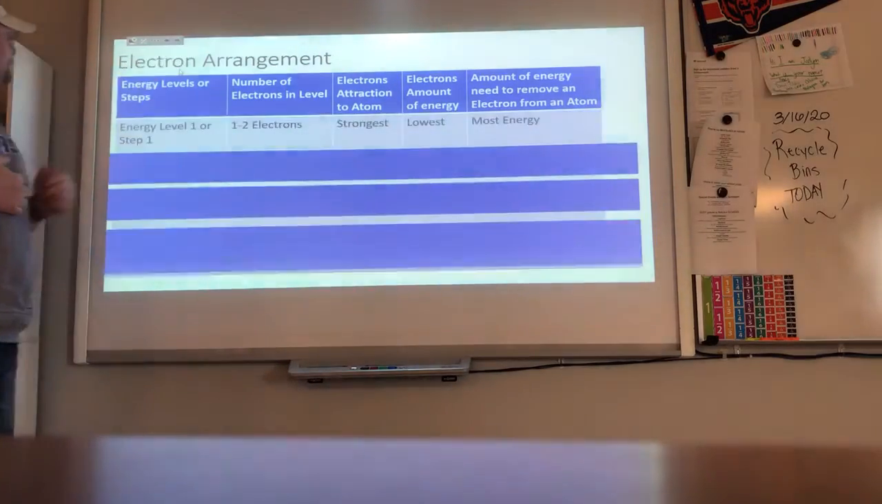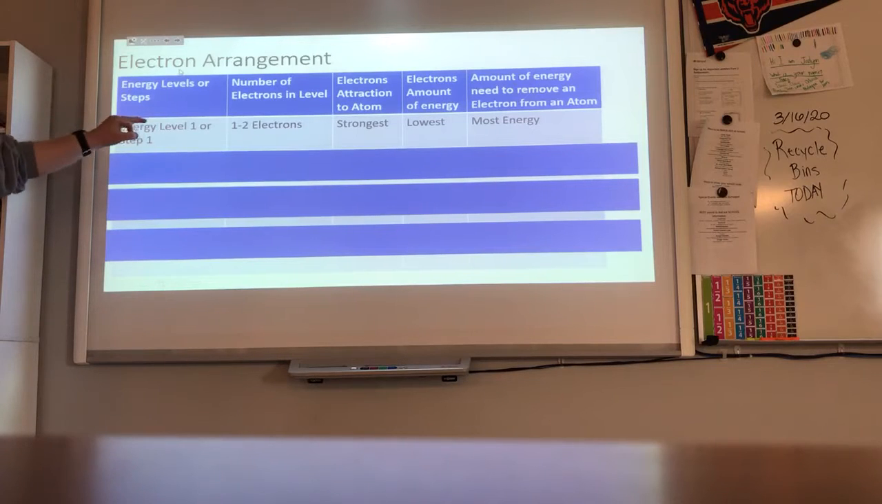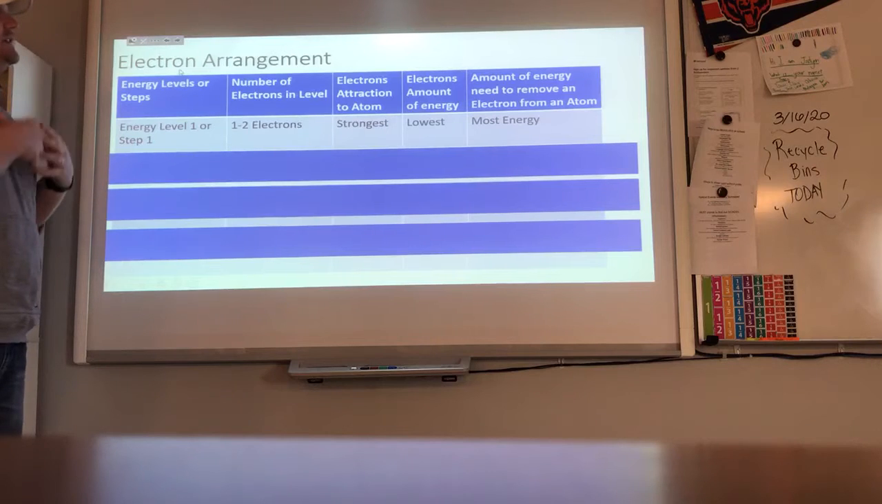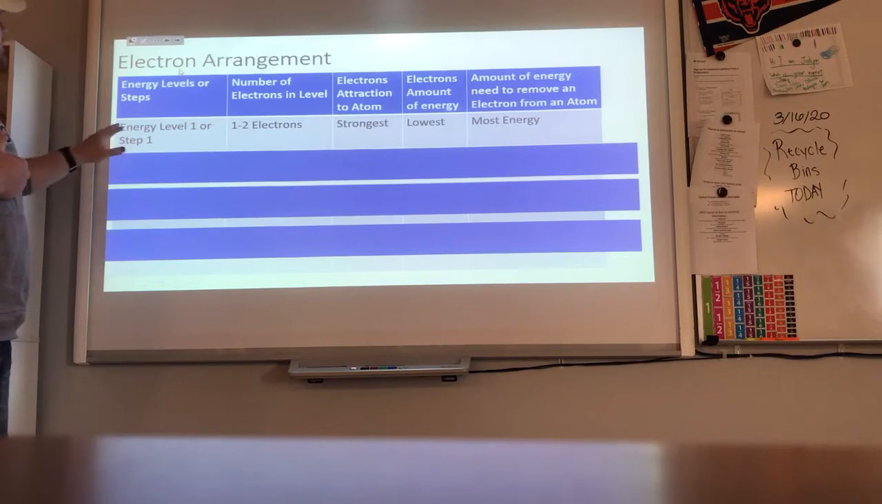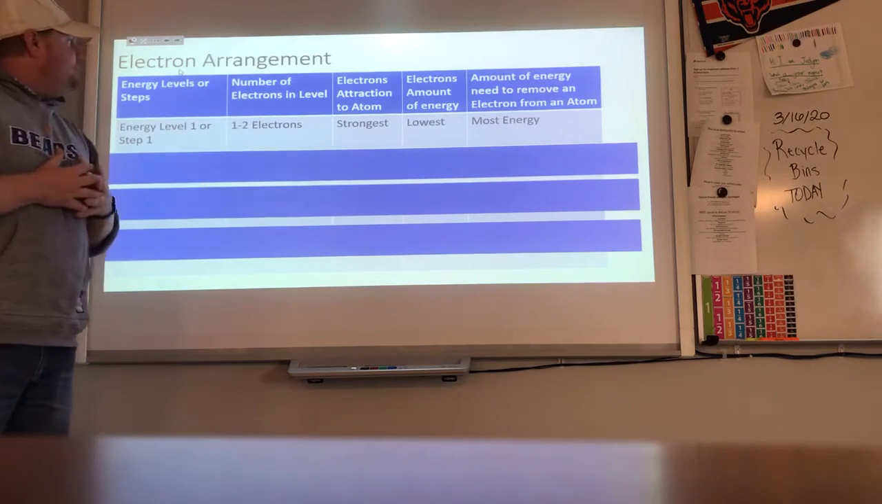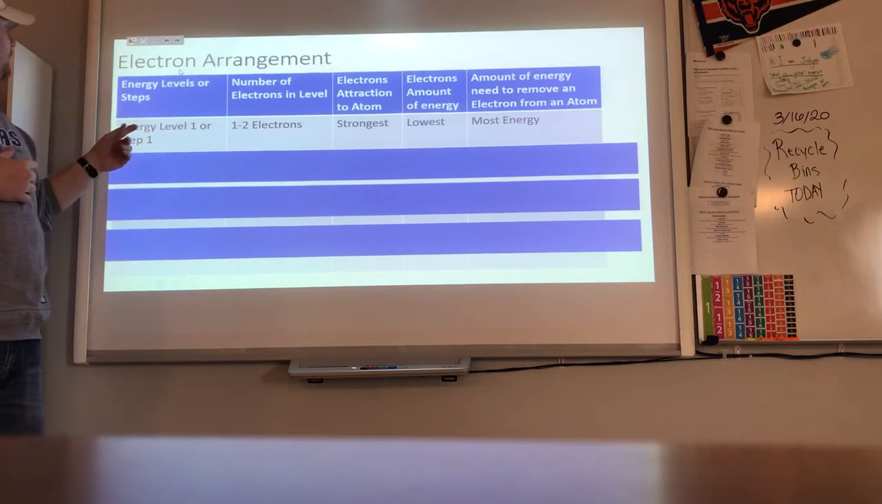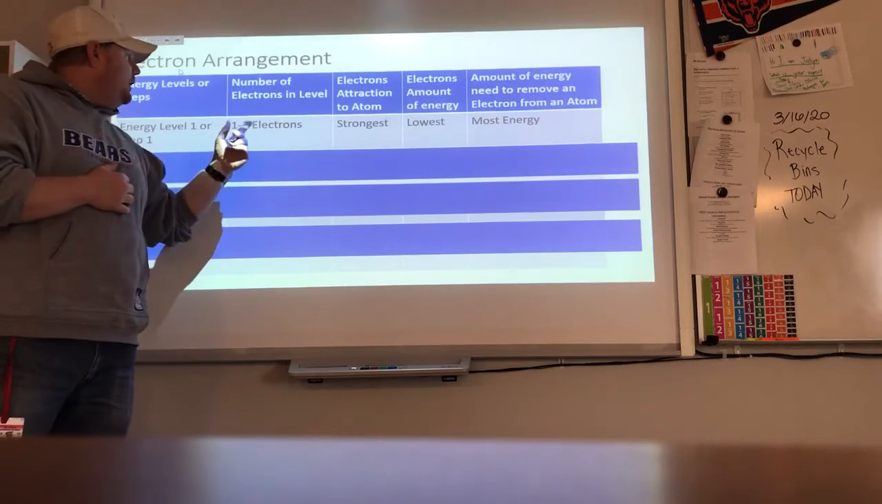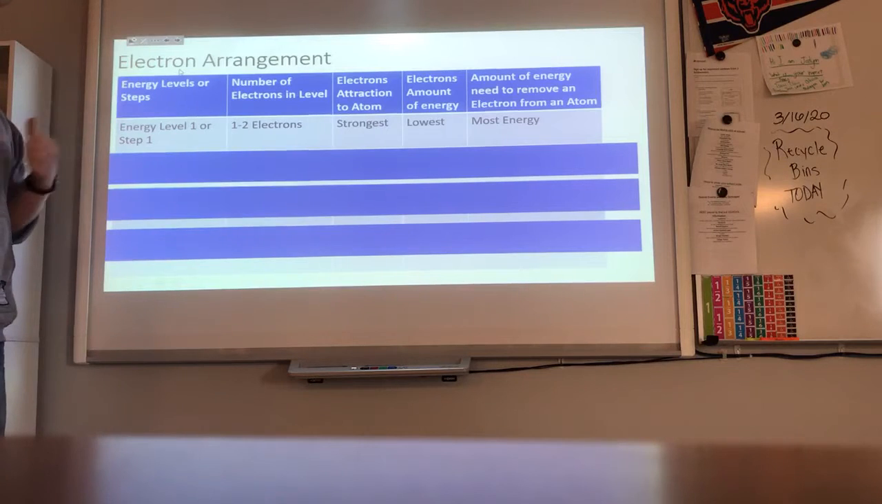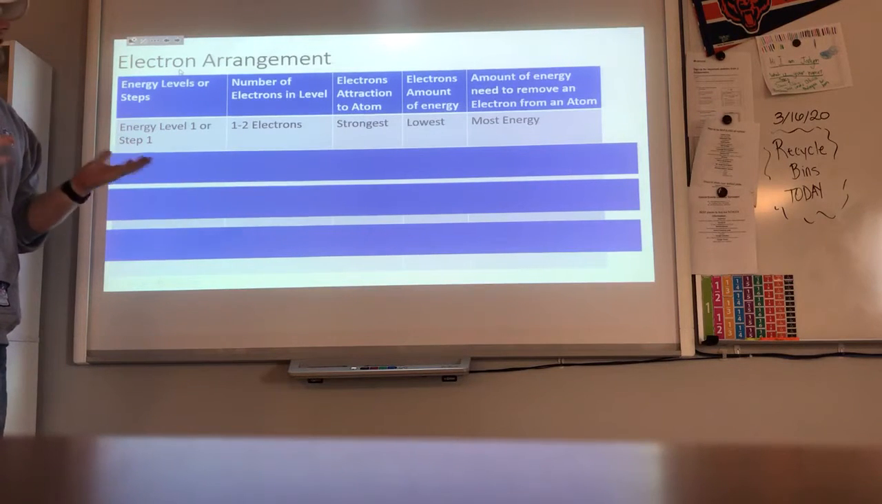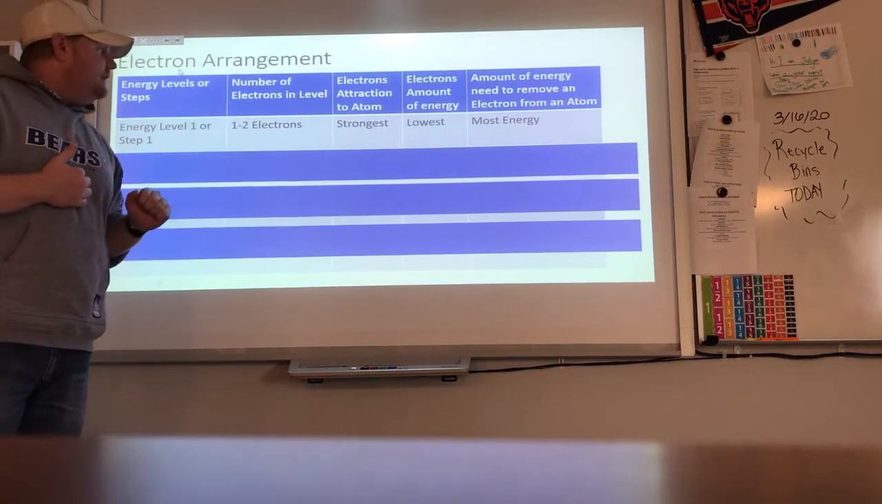So we look at this first row. Energy level 1 or step 1. There's a good picture that'll come up at the end of this slide. It's from page 163, and it will kind of give you this in a visual. So, the number of electrons that can be in this energy level 1 or step 1 could be 1 or 2. Hydrogen and helium are the only elements that have this as their outer electron level.